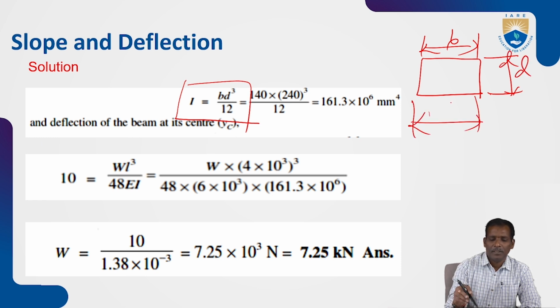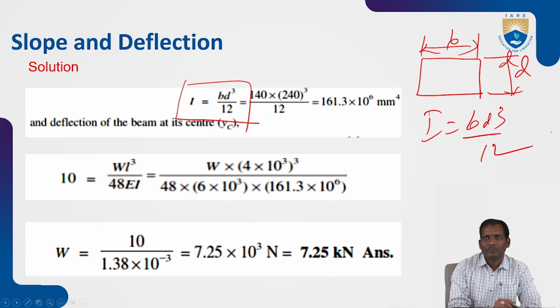B and D, so this one also. So what is the I? The moment of inertia is BD cube by 12. B is given as 140 and the depth D is also given as 240. Substituting this, you will get the moment of inertia.